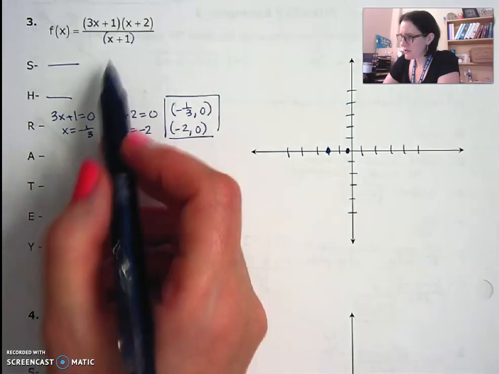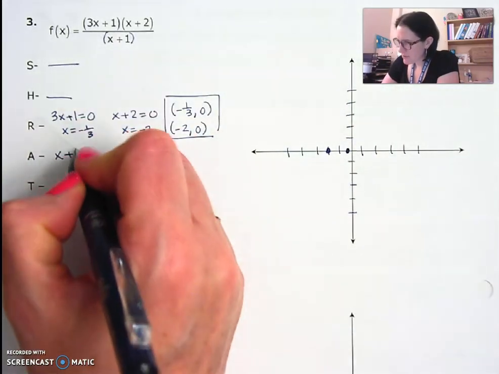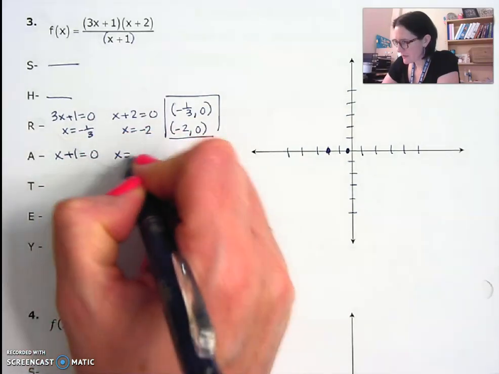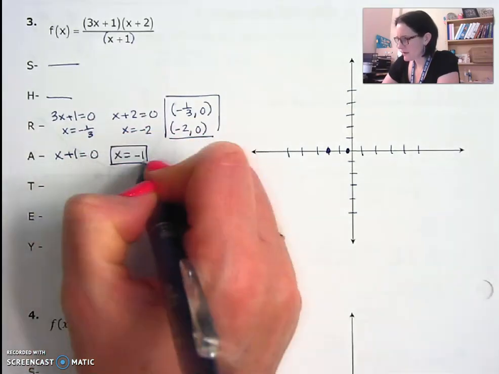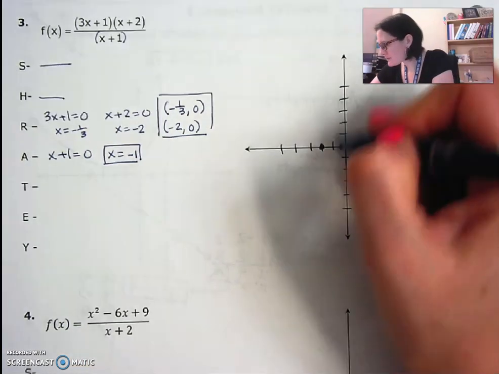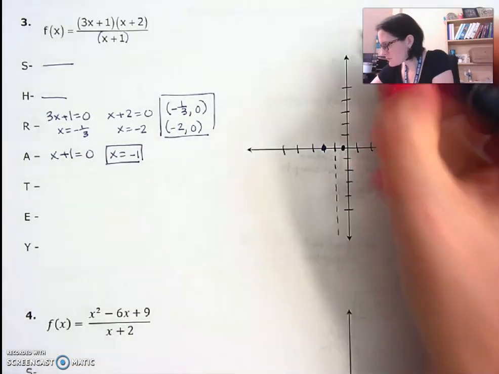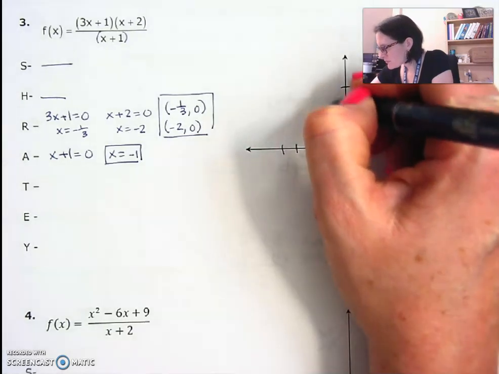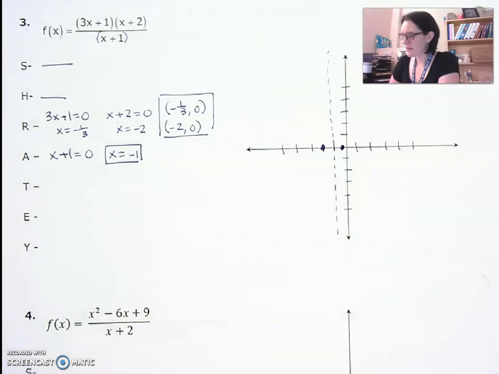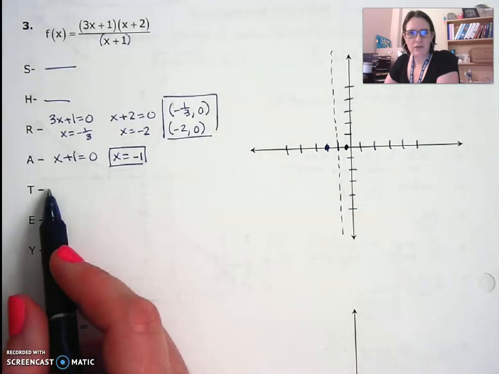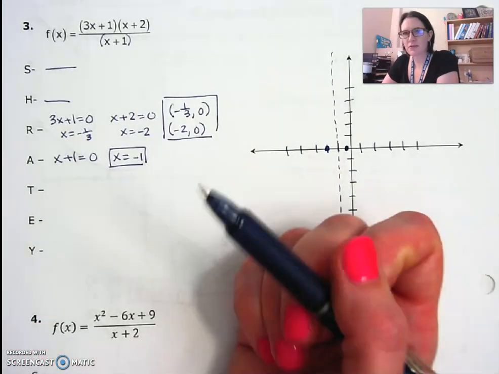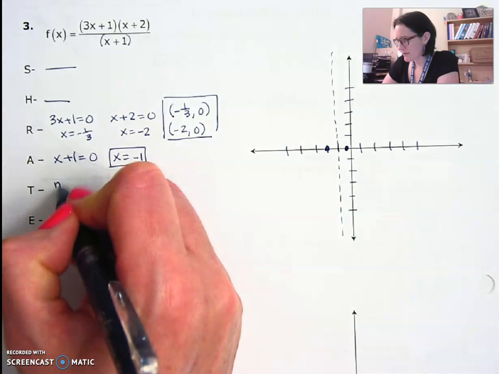And my vertical asymptote, set the denominator equal to 0 and solve, gives me x equals negative 1. And I'll go ahead and graph that. T is for tangent over together. We're looking for factors that are squared, and there are none.